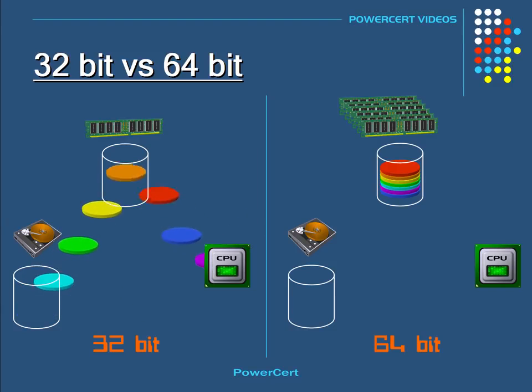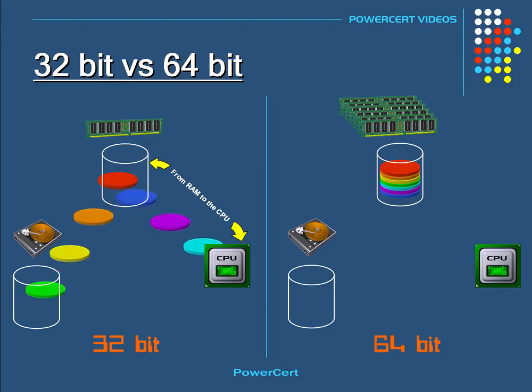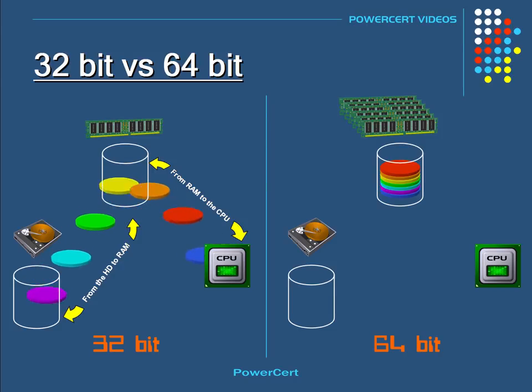Now in a 32-bit system, since the maximum amount of memory that it can support is 4 gigabytes, it may not be enough to hold all the data that the CPU needs to make the computer run as fast as possible. And when this happens, then some of the data has to be kept on the slower hard drive to compensate for the low memory. So instead of data going from RAM to the CPU, it has to do extra work by going back to the slower hard drive. And when this happens, it slows down the computer.